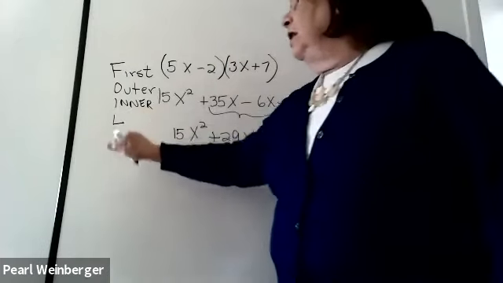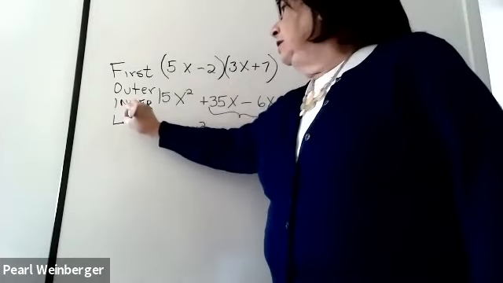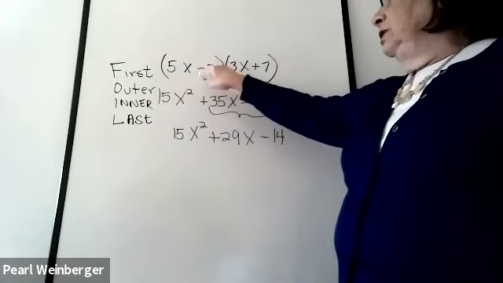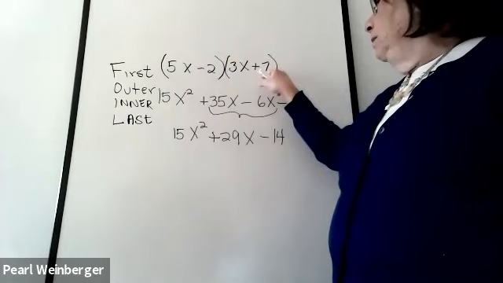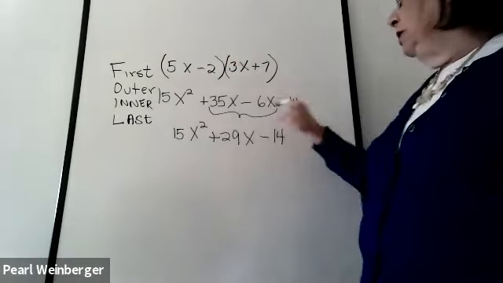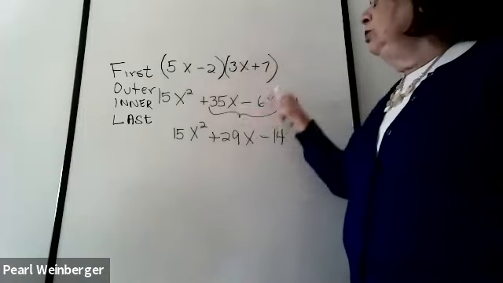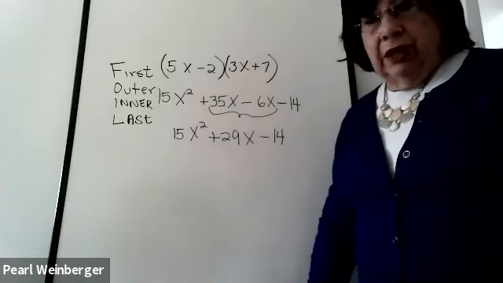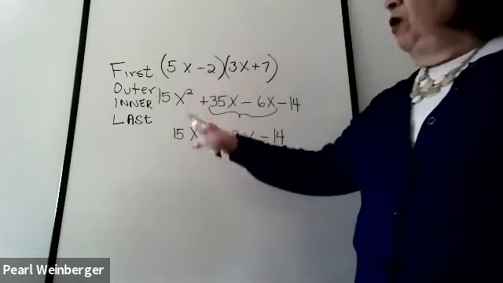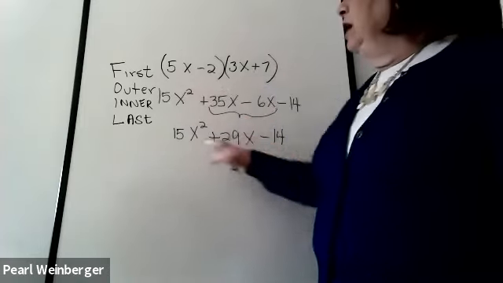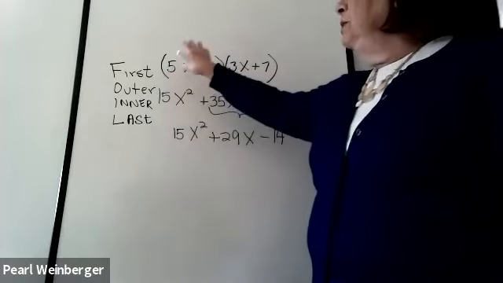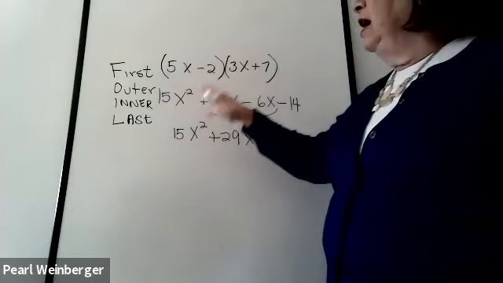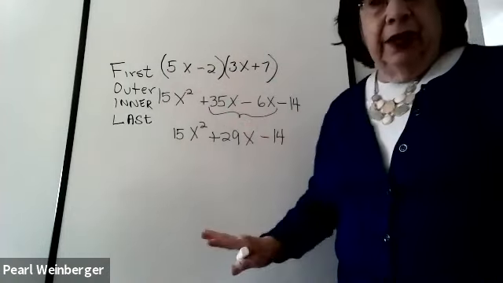And finally, the L stands for last. So the two last terms are -2 and +7, and that gives us the -14. Notice again that usually the outer and the inners are like terms, and usually they combine. So saying FOIL is just a quick way of saying you're multiplying four things when you're multiplying two binomials. First, outer, inner, last. Again, combine your like terms.